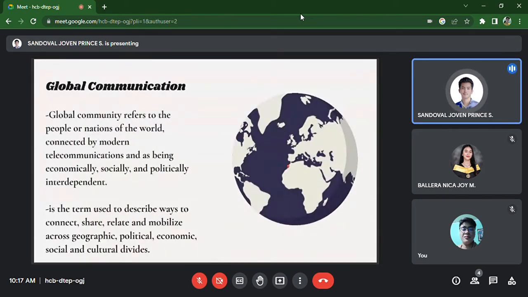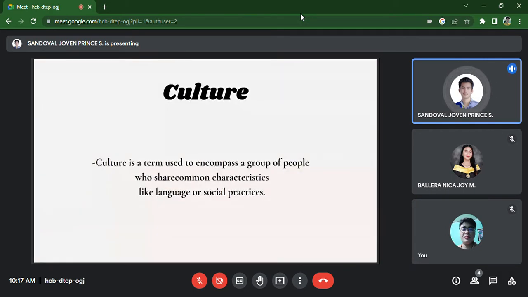Global communication, on the other hand: the global community refers to the people or nations of the world connected by modern telecommunication and being economically, socially, and politically interdependent. So it is being able to communicate with all the nations around the world with the help of modern telecommunications, for example, your cell phone, internet, telephones, and video calls. Global communication is the term used to describe ways to connect, share, relate, and mobilize across geographic, political, economic, social, and cultural divides.